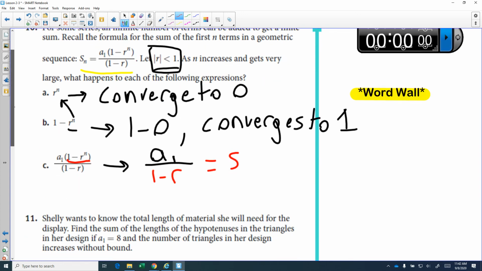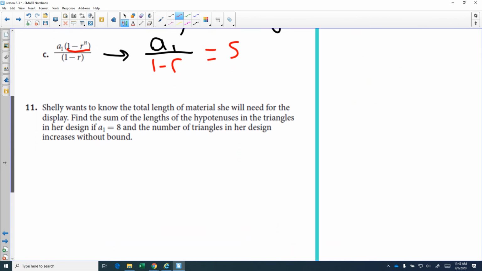Let's talk about how we can apply that. In number 11 here, we go back to that triangle problem. Shelley wants to know the total length of material she will need for the display. Find the sum of the length of the hypotenuses in the triangles in her design, given A of 1, as the number of triangles in her design increases without bound. Key term here: without bound. That's like saying this is an infinite series, because there is no limit to the number of triangles Shelley can create.